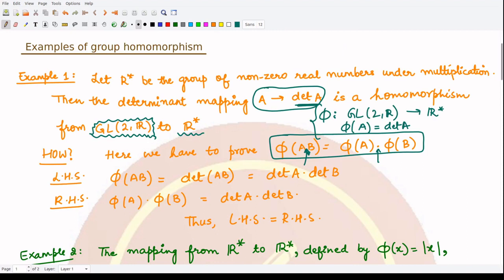Okay, so if we take the left hand side, phi of AB, this is the determinant of AB, and by the properties of determinant you can write it like this: determinant of A into the determinant of B. Similarly, the right hand side, phi of A into phi of B, is determinant of A, determinant of B. So both of them are equal to each other, hence you have a homomorphism in this particular case.